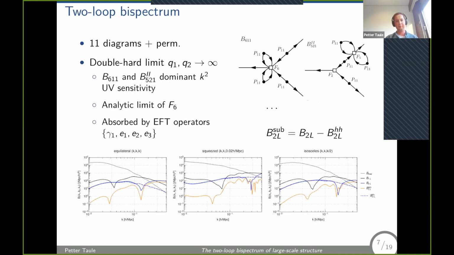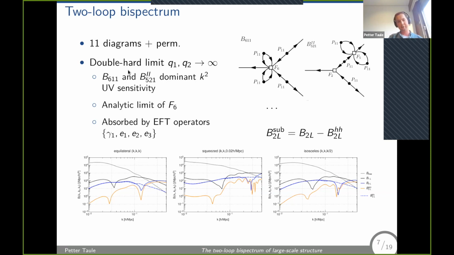So then let me go on to the 2-loop bispectrum. For the 2-loop, there are 11 diagrams and permutations. I show a couple here on the right with the 3 external legs and now 2 loops. And to analyze the UV of the 2-loop, it's now useful to consider the double hard limit and the single hard limit. You could have 2 cases: one where both momenta become large, and one where only one momentum becomes large and the other stays at the order of the external momenta. So let me begin by discussing the double hard limit.